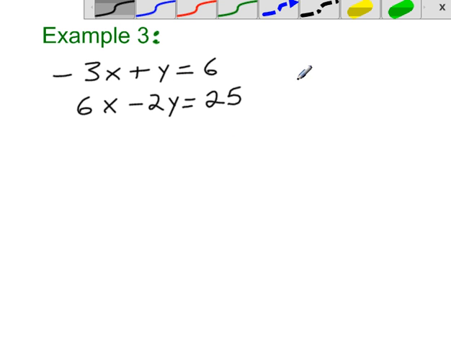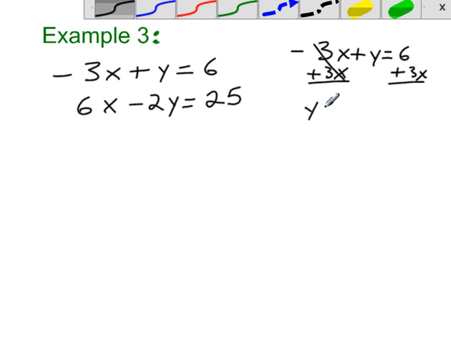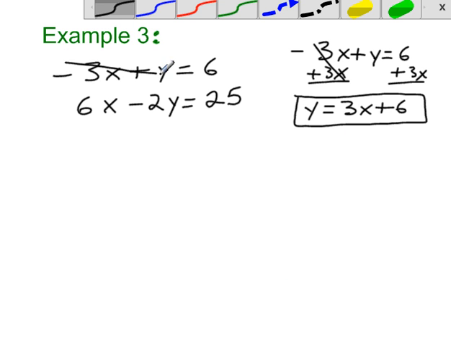I'm going to take the top equation, negative 3x plus y equals 6, and I'm going to do it by substitution. The first thing I got to do is solve it for x or y. Okay? Done. Alright, and then we're going to plug this into the other equation. But I like to put a box around my step 1. Alright? Because when I find my x or y, I'm going to come back to this.